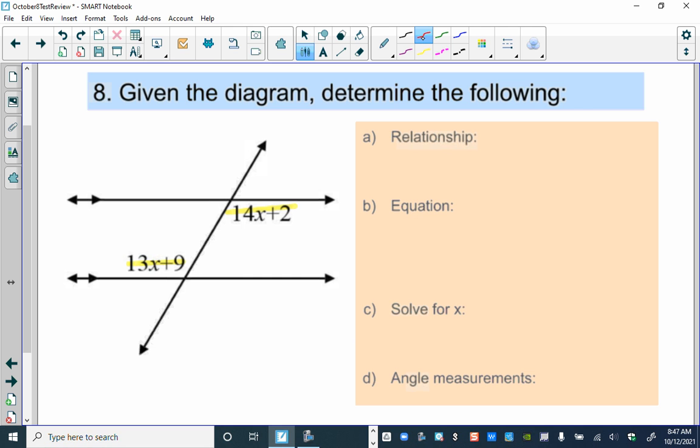Well, who could tell us what type of angles we have going on here? Who could tell us? So that's where they're marked. Let's have an idea on what type of angles we have here. Who'd like to take a guess? Not sure? No, you're right. They're alternate interior. Very good.